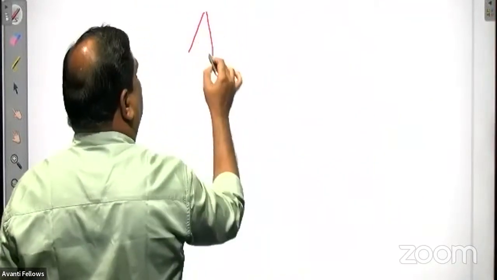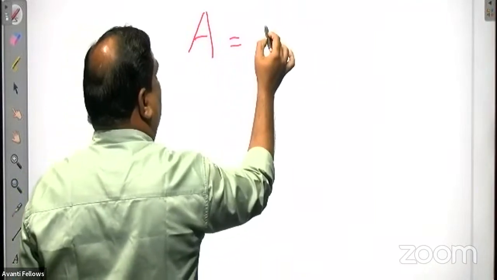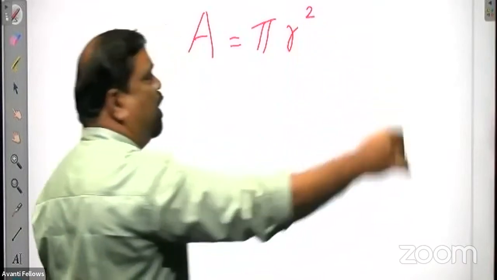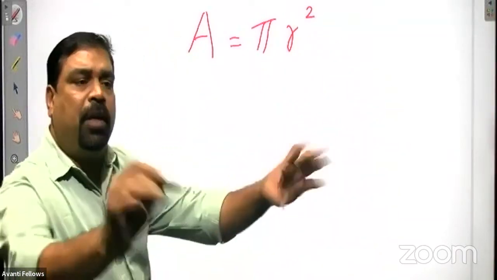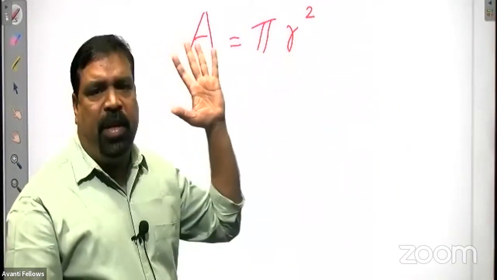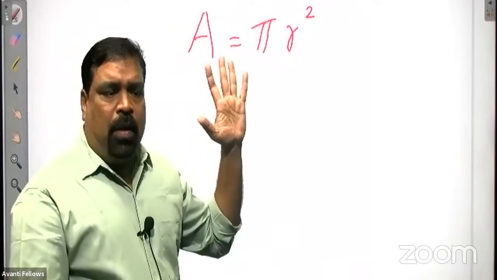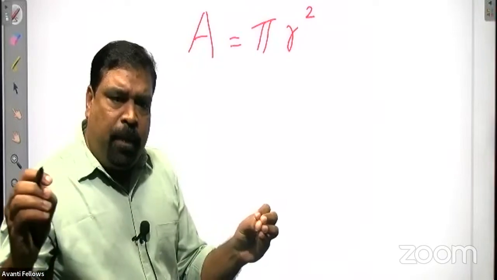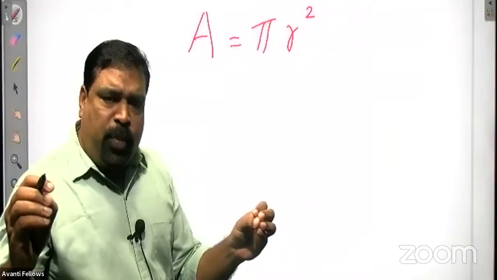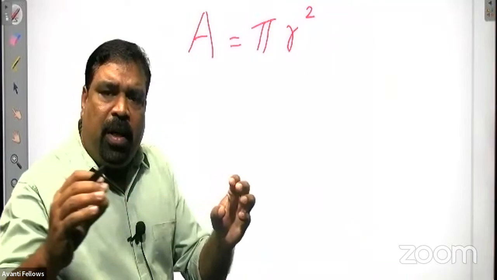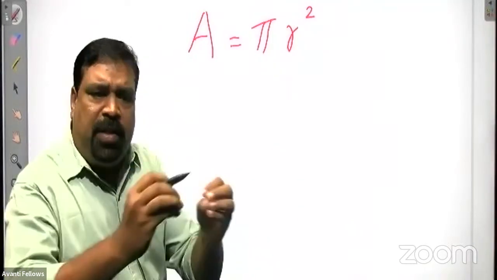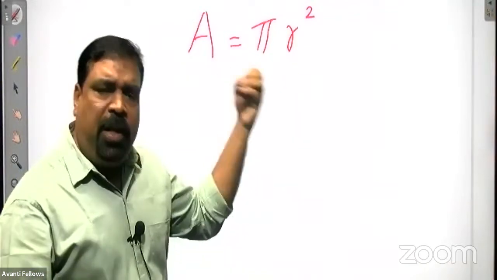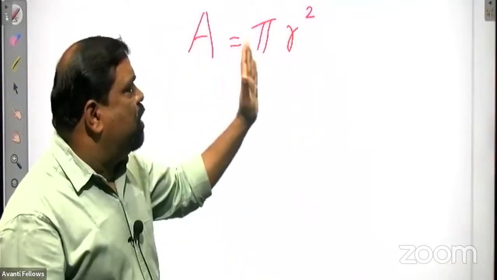Suppose we have a variable circle. Then the area of the circle at any instant is always pi r square. Variable circle means continuously the radius may be changing, increasing or decreasing. Correspondingly, the area also will be changing continuously, increasing or decreasing. So for a variable circle, at any instant, the area is always pi r square.